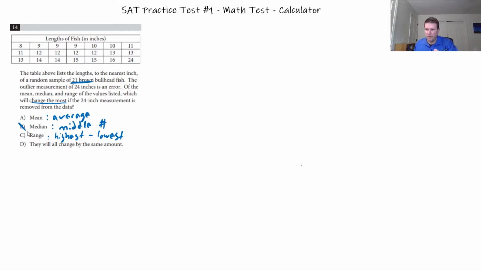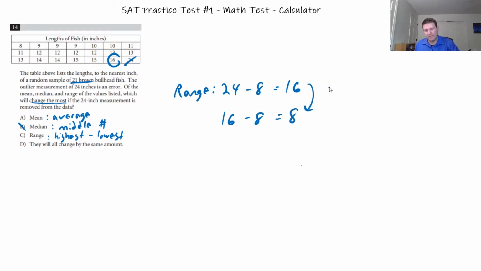And then if you do the range, calculate the current range before taking out the 24. So that's like 24 minus 8, which is 16. And then if you take out the 24, now the highest number is 16. So the new range would be 16 minus 8, which is 8. So this is a difference of 8 when you find the difference between the ranges, right? So that's a huge difference. The mean would probably change by some small decimal or maybe like 1, right? But yeah, not nearly as much as the range, and they definitely don't all change by the same amount. So there we go, just the range.